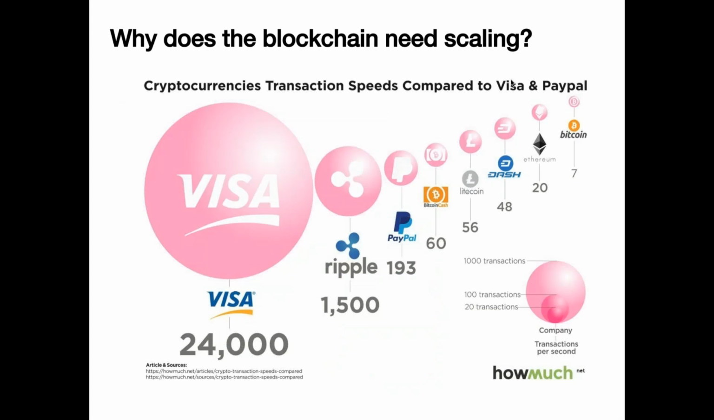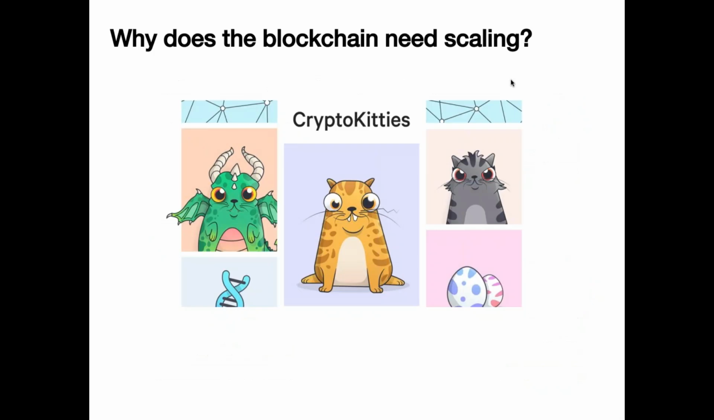The first one, look at this picture. It's the cryptocurrency transaction speeds compared to Visa and PayPal. Look at these numbers. The mainstream payment system Visa can reach a throughput of up to 24,000 transactions per second, but current cryptocurrencies like Bitcoin and Ethereum can only process fewer than 100 transactions per second. So it's not sufficient for large-scale adoption, right? And I'll show you another fact.